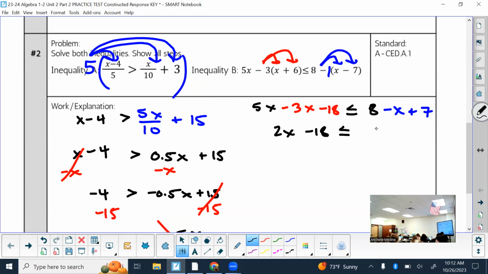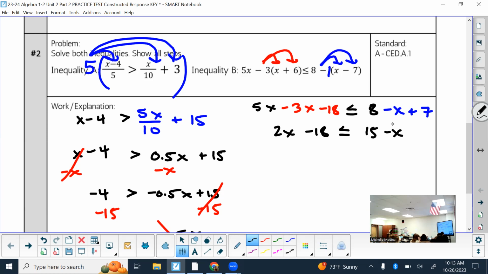Now look on the right side. Do I have any like terms on the right side? What are they? 7 and 8. So any single numbers with no variables at all, you can always combine. What's 8 plus 7? 15. And then the -x is still there.